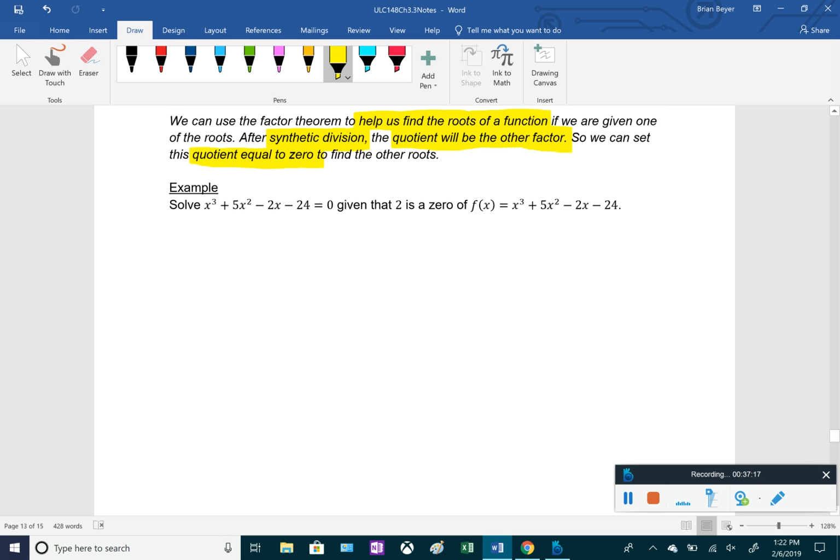Okay, so let's do an example here. So let's solve x cubed plus 5x squared minus 2x minus 24 equals 0, given that 2 is a 0 of that function. So based on the factor theorem here, we are told that 2 is a 0. So that means f of 2 equals 0. Based on the factor theorem, this means that x minus 2 is a factor of f of x.